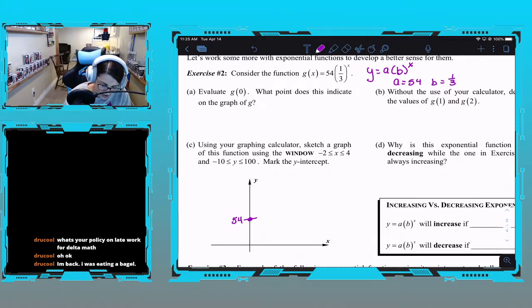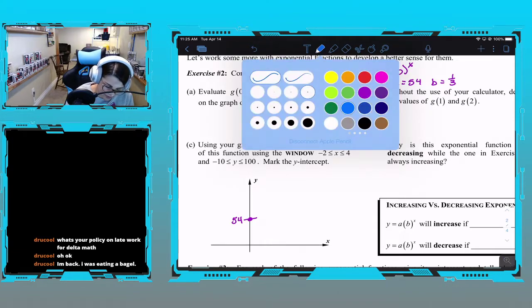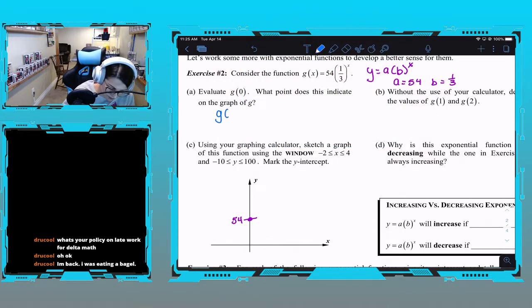So we have our function, we have our starting point, we have our growth factor, which I haven't done too much with yet. Don't worry necessarily about the specific window stuff. We're just going to sketch the picture. So it says evaluate g of 0. So g of 0 equals 54. Oops, that's a bad 1/3. 1/3's not an exponent. What are you doing, Sadler?